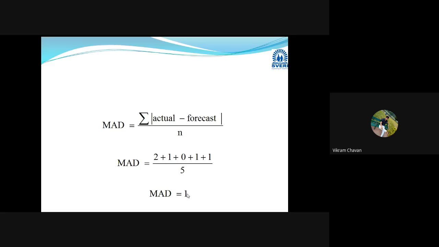So everyone with me, calculated MAD, whether you are getting the same values? Rohit is saying yes sir. Abhishek, are you getting it? Everyone, others also please comment and try to solve the problem.